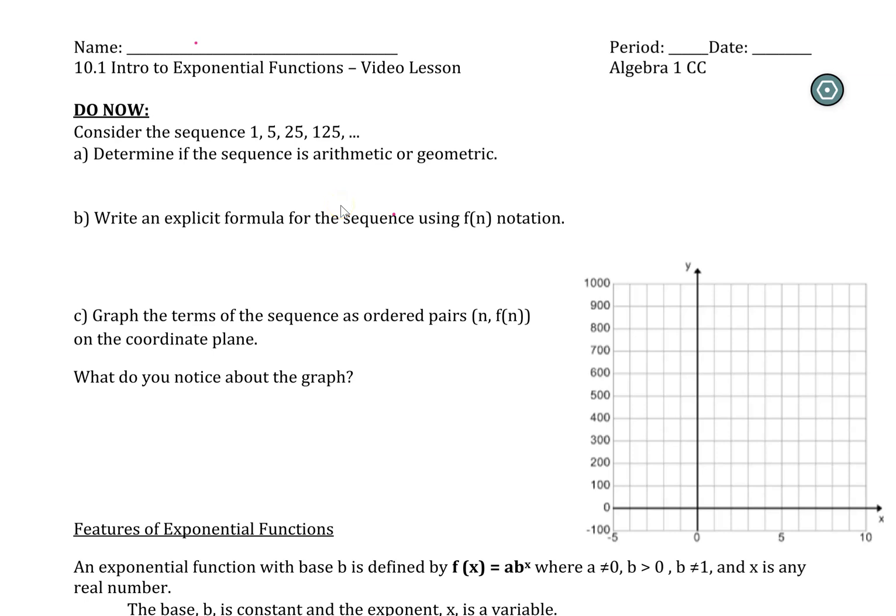Video lesson 10.1, intro to exponential functions. So let's look at the do now first, and let's refresh our memories on sequences.